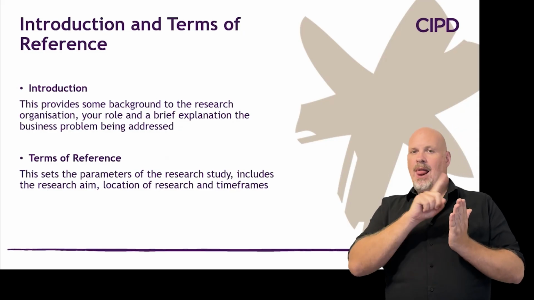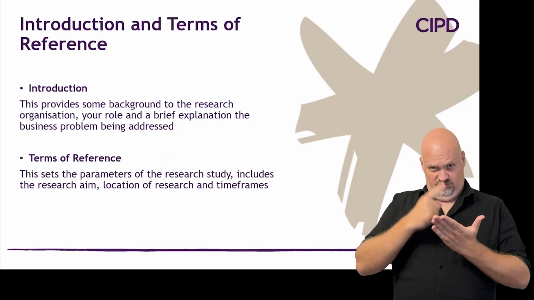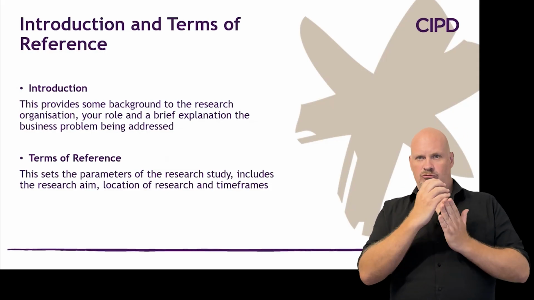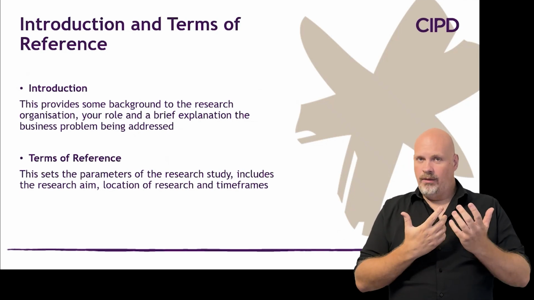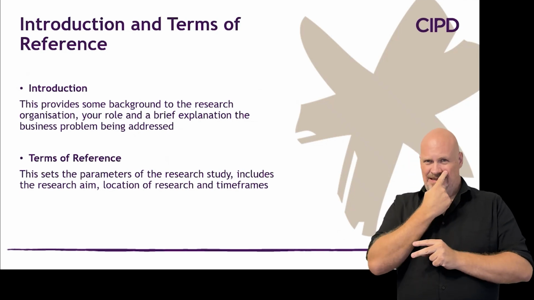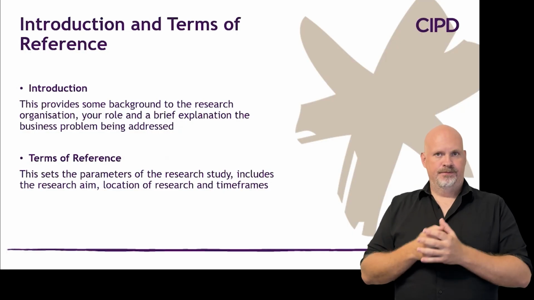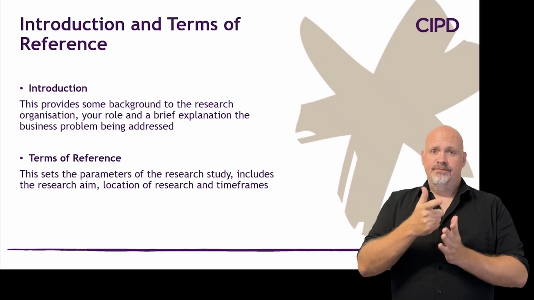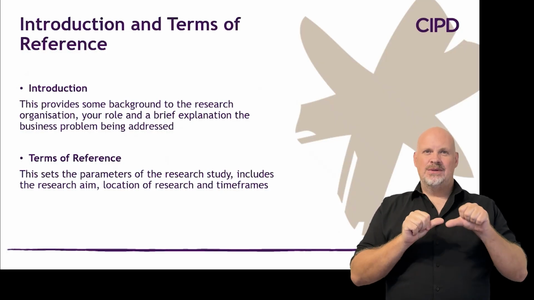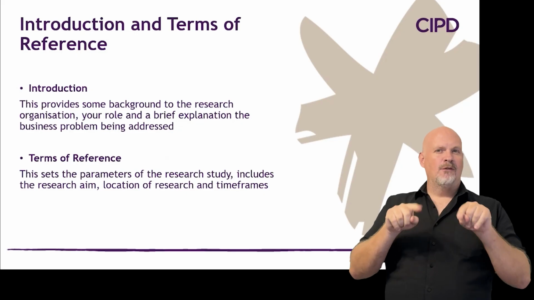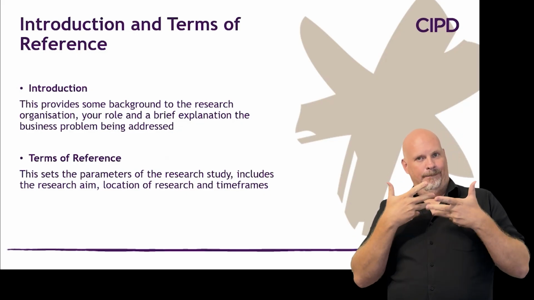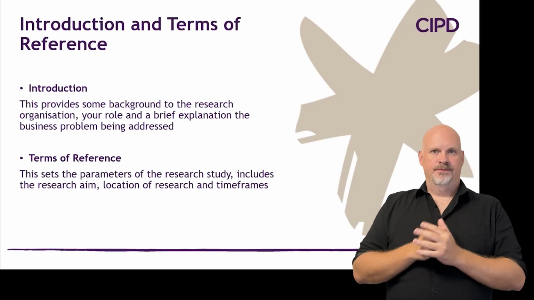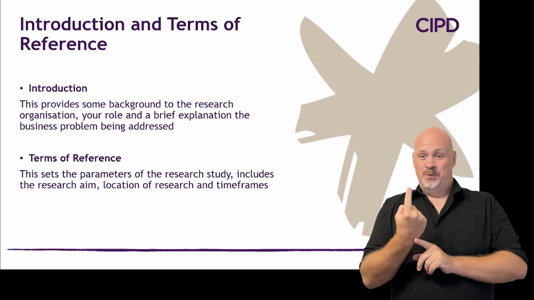Within the terms of reference, also mention where the research is going to take place, because it might not be the entire organisation. It might be a particular department or a particular section of the organisation. So it's important that you include that, so it's clear where the research will take place, and also what the timeframes are. It's advisable in planning your research study that you also include a Gantt chart, and that can be included in an appendix to support the terms of reference.